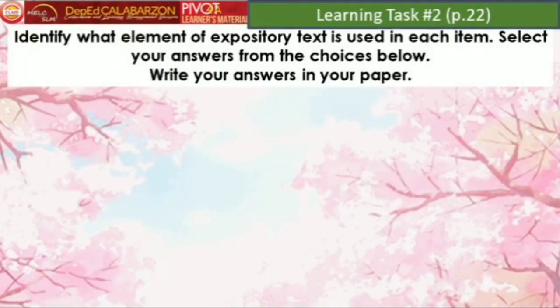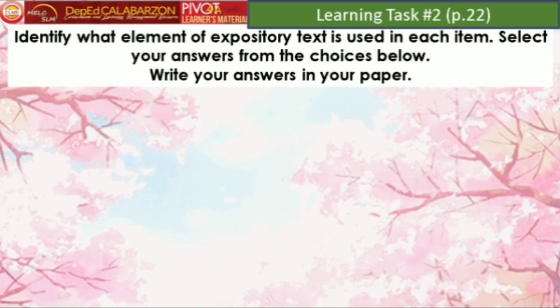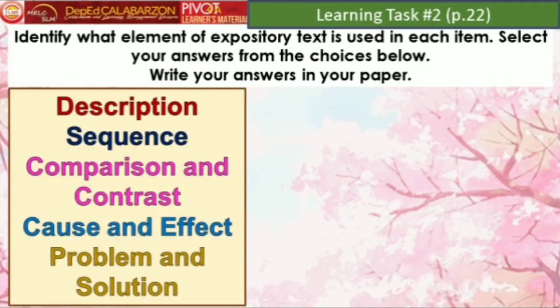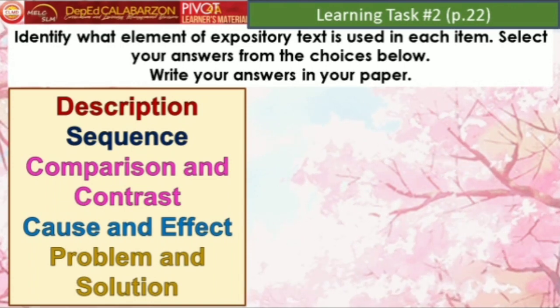Let's proceed to our learning task number 2 on page 22. Identify what element of expository text is used in each item. Select your answers from the choices below. Write your answers on your paper. Here are the choices: description, sequence, comparison and contrast, cause and effect, problem and solution.